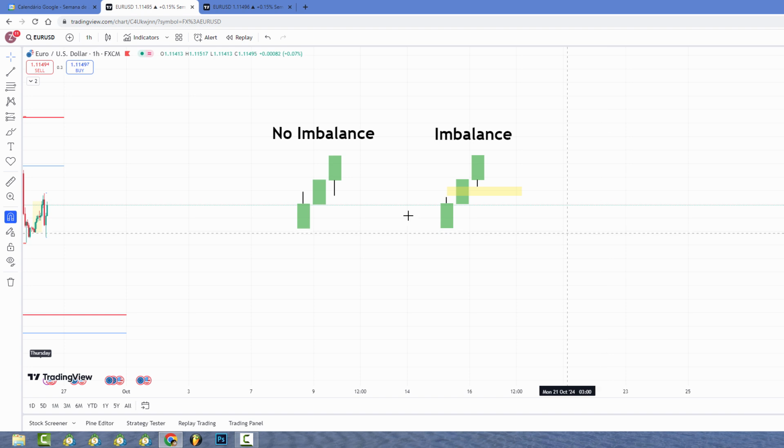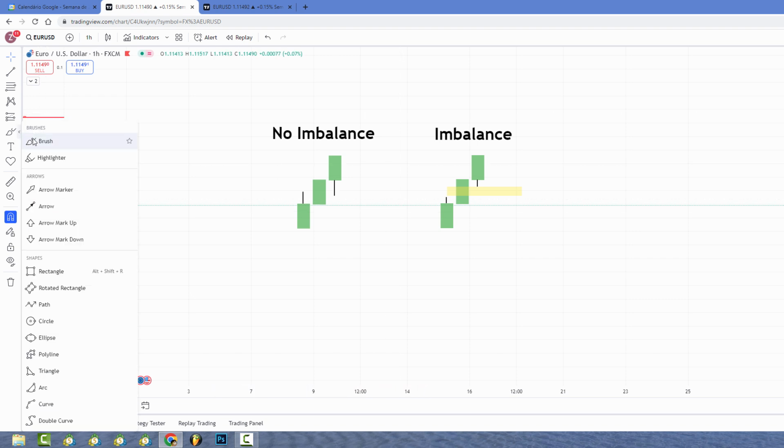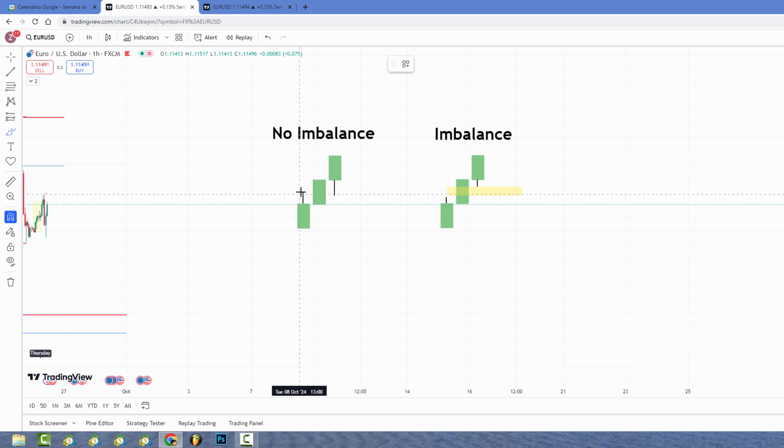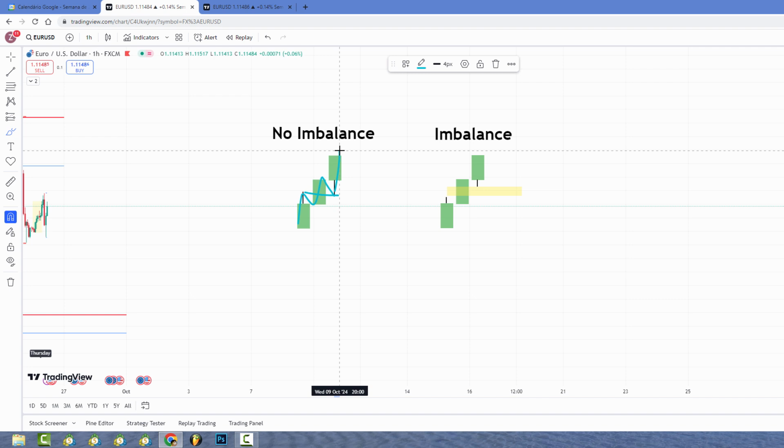So imbalance, like the name says, it is when price is not balanced. Normally price likes to always come back to its previous points, like leave no trace behind. Because you see here price went like this, next candle opened like this, it went up like this, and then came back to its previous point, not the previous candle but two previous candles, and got up again.